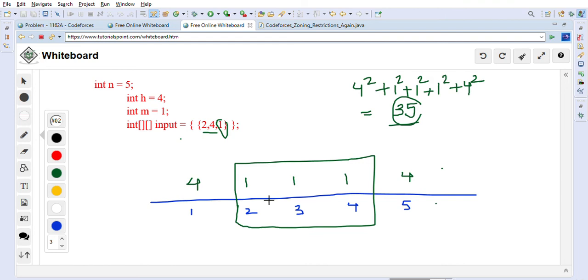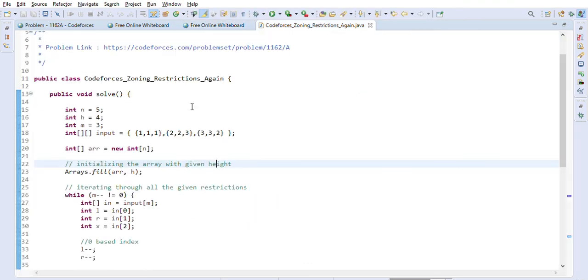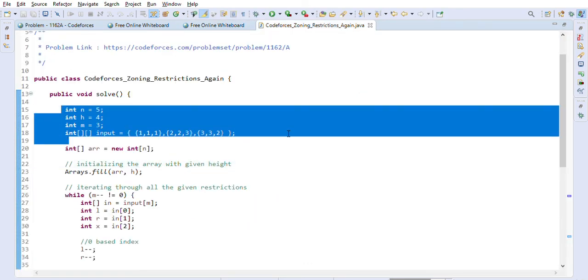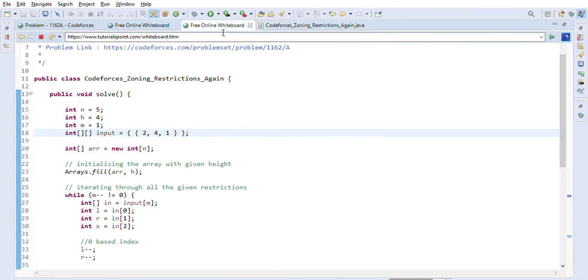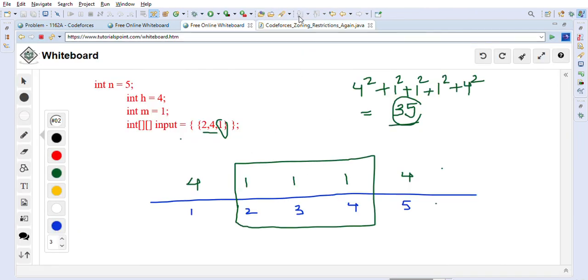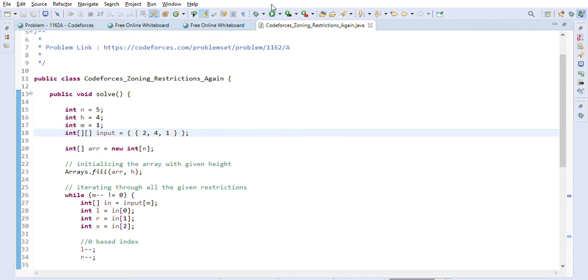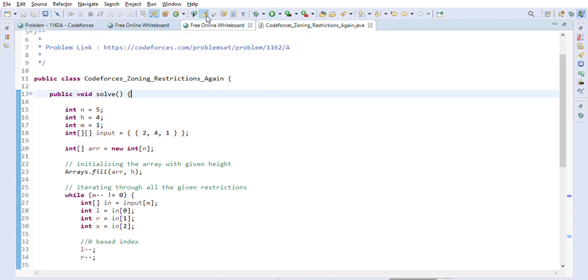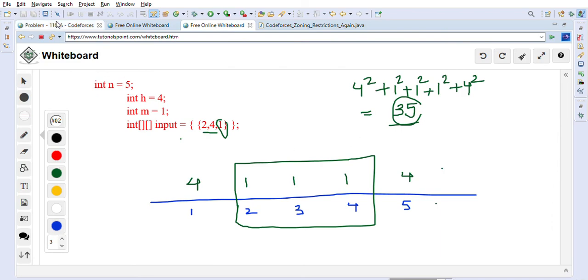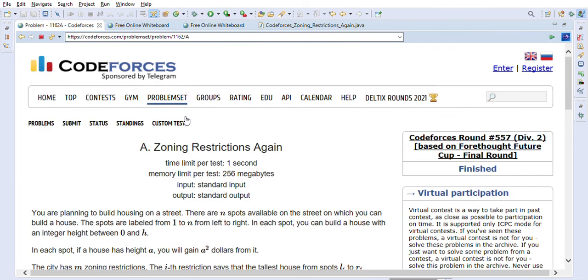Let's modify our input and make sure that this example also works with our code. I'll copy the input here and modify it to this example. We should get 35 as our output, and we are getting the correct output. So 35 is coming. This is the way we can solve the Codeforces problem, Zoning Restrictions Again.